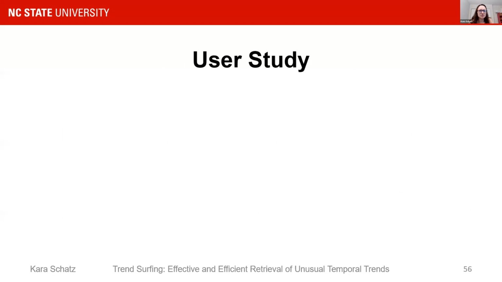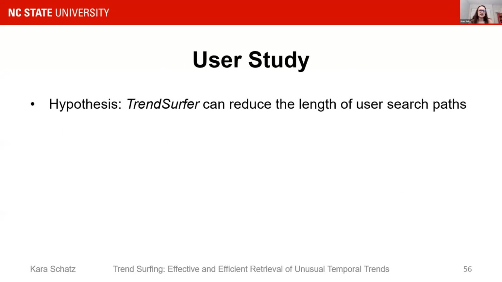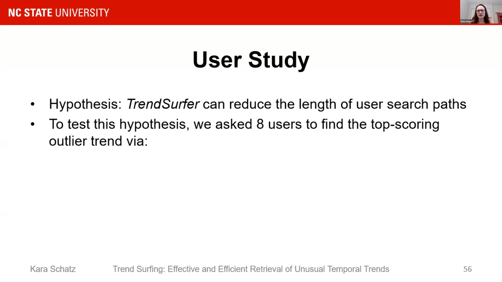For our last user study, we explored the hypothesis that the trend surfing approach can reduce the length of user paths if they were to search the space manually. This would imply that our approach can be of assistance to data analysts. For this study, we asked users to find the top scoring outlier trend in 2 different settings.